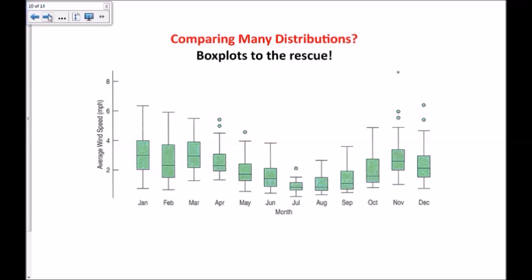Okay, when you are comparing many distributions, you usually have to use box plots. There's just too much data, and so you summarize each set of data with a box plot, and then you can easily talk about how the centers are changing, how the spreads are changing, and other things about the different data sets using box plots. They're very handy when comparing multiple sets of data.